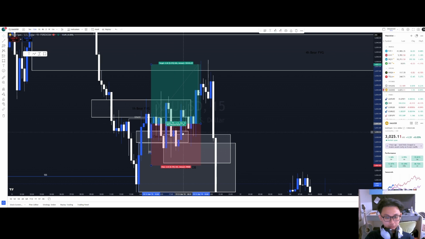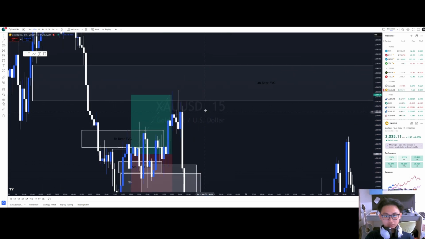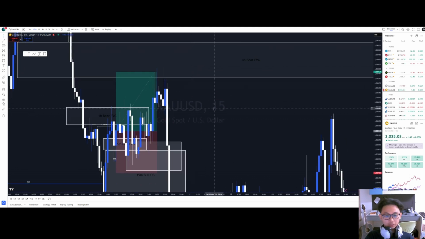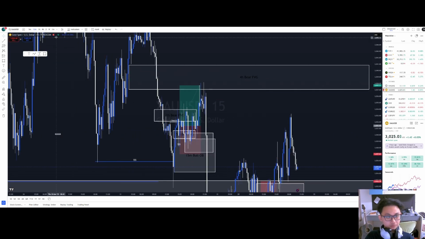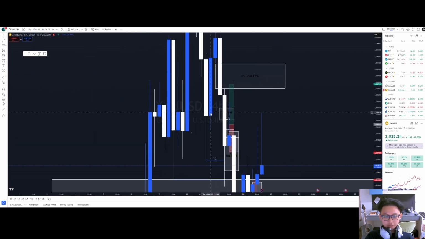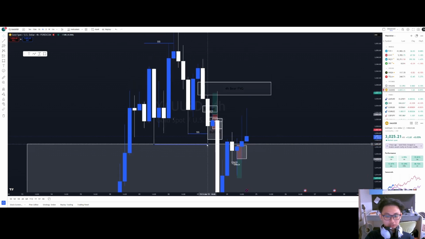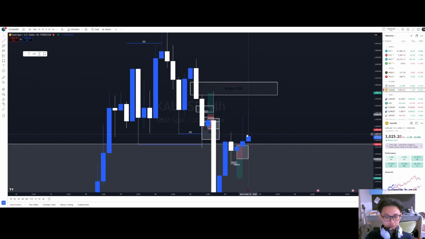So price eventually came up, and it just tapped into the 4 hour bearish fair value gap, but did not completely mitigate it before dumping all the way down. So you can see that on the 4 hour, even though price has already tapped inside the daily, it's just a minimal touch. So price ultimately was still going bearish. So we could have taken a bearish trade.